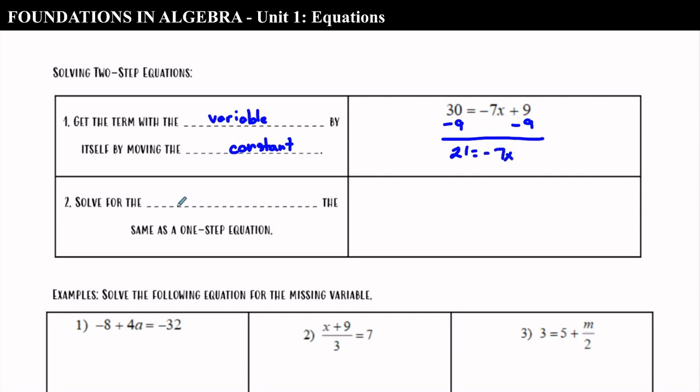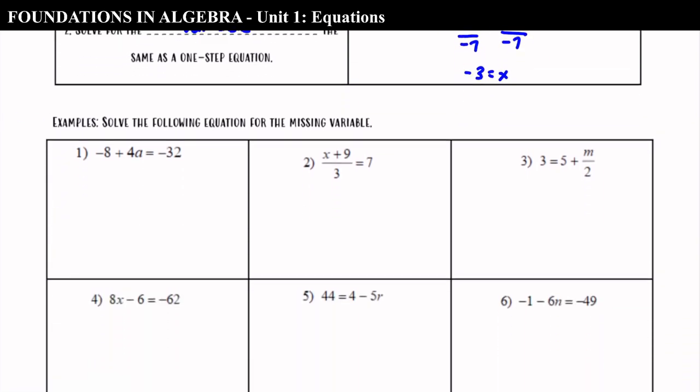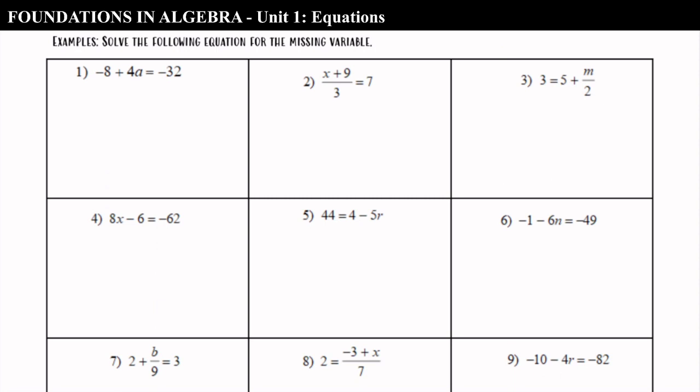Then, from here, we need to solve for the variable as you would in the one-step equations that we just did. So we pick back up with 21 equals negative 7x. You're going to divide each side by negative 7, and you get that x equals negative 3. So let's do a few examples of this.